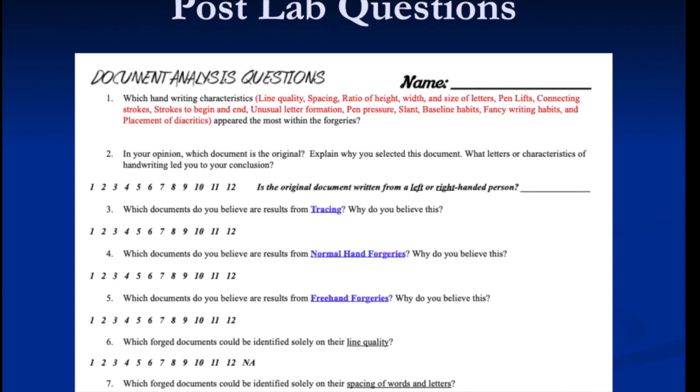Then, starting at number 6, these are some of the characteristics of handwriting, and which forged documents can be identified solely on their line quality. Maybe there's none, so then you'd write not available. If you think that number 2 and number 11 had really bad line quality or different kind of line quality, then you'd circle those. Number 7, spacing of words and letters. If you thought that number 6 had different spacings of letters and words compared to the original, then that's what you do. So that's how we're asking you to finish the Postlab. Good luck. Let us know if you have any questions.